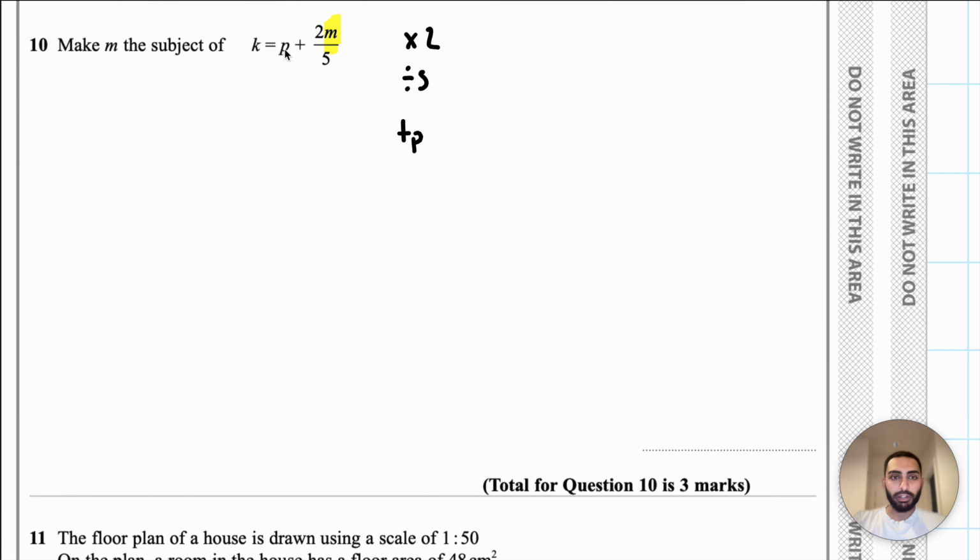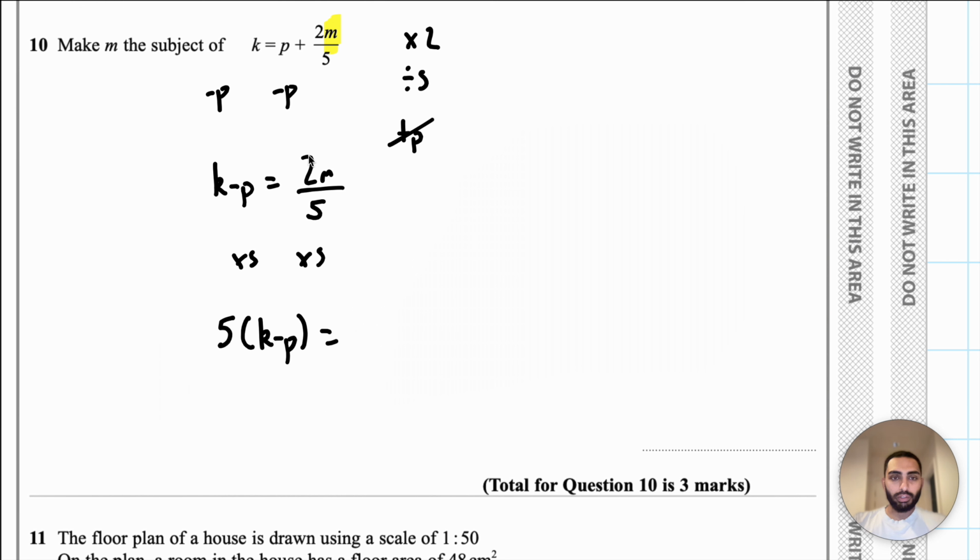So let's take away p first from both sides. So take away p from there, take away p from there. So it'll be k minus p is equal to 2m over 5. So that's that first one done. We need to multiply both sides by 5 now. Multiplying all of this by 5, we would write it as 5 bracket k minus p is equal to 2m. That's got rid of that divide by 5.